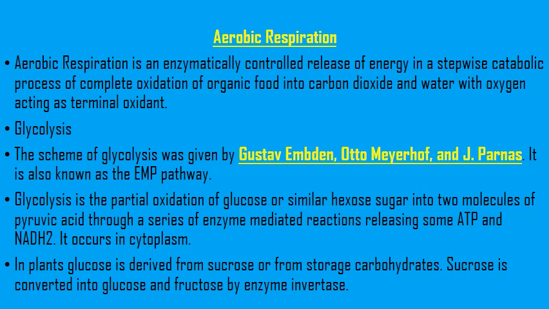Glycolysis. The scheme of glycolysis was given by Embden, Meyerhof and Parnas. It is also known as the EMP pathway. Glycolysis is the partial oxidation of glucose or similar hexose sugar into two molecules of pyruvic acid through a series of enzyme mediated reactions releasing some ATP and NADH2. It occurs in cytoplasm. In plants, glucose is derived from sucrose or from storage carbohydrate. Sucrose is converted into glucose and fructose by enzyme invertase.